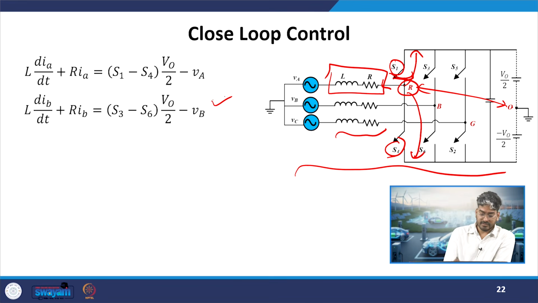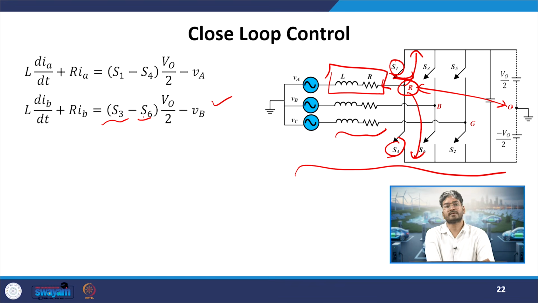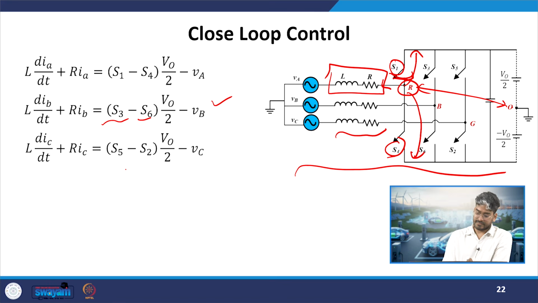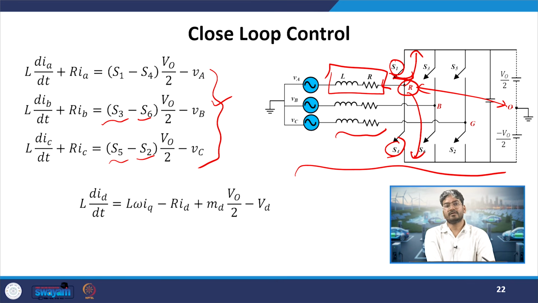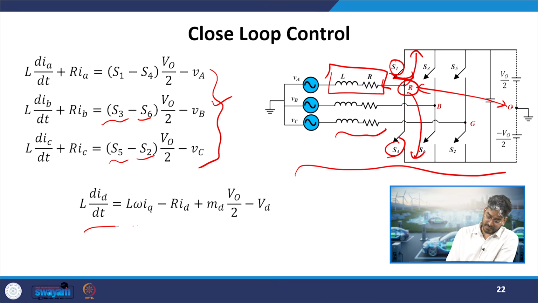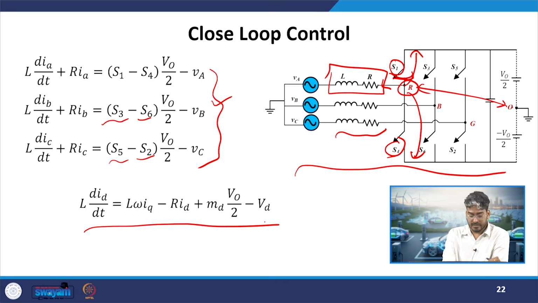Similarly, for the B phase, the same set of equations applies, but the corresponding switches change, that is S3 and S6. Then for our C phase, we have S5 and S2. Now, if I have these three sets of equations and change them into the DQ frame, that is my rotating reference frame, it will give me this equation in the D frame.